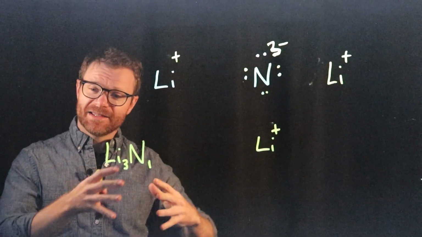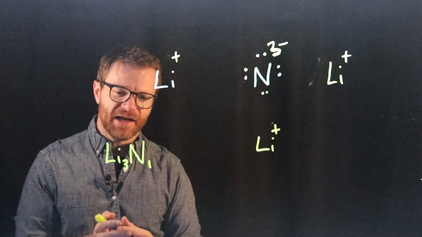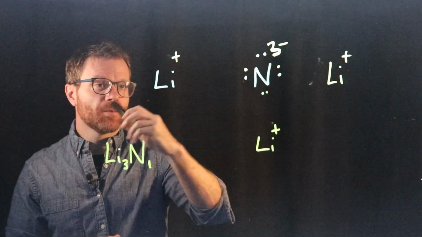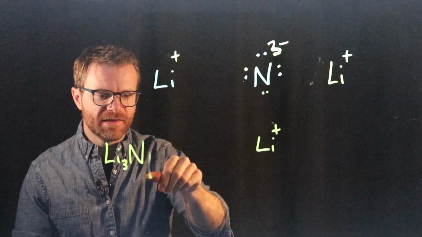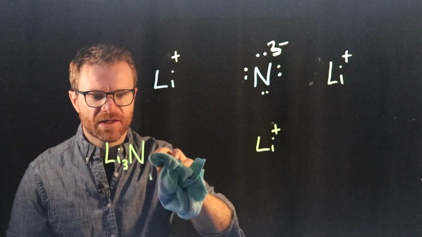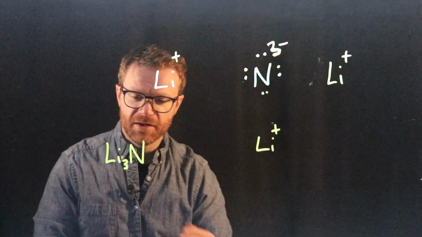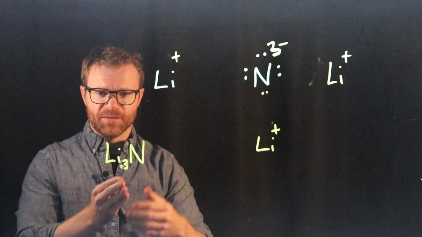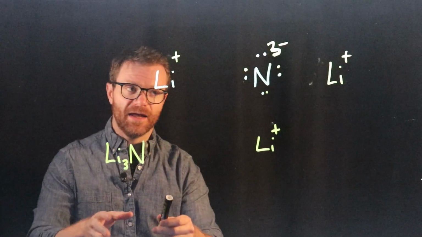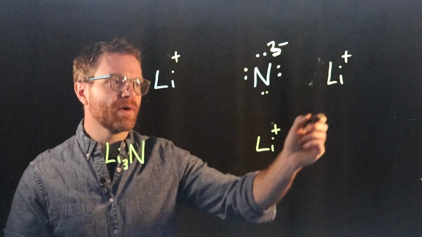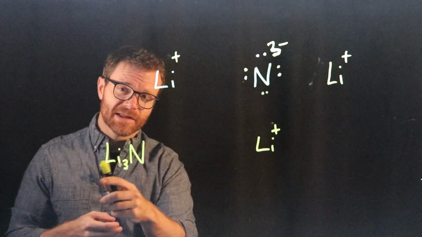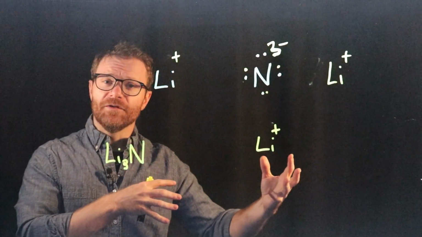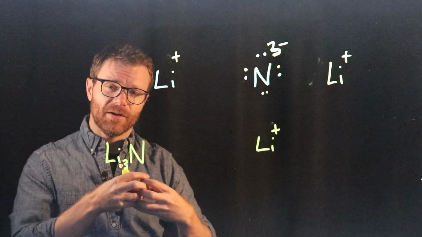Remember, just like x in algebra, you don't need to say 1x, you just say x. And just like with +1, we don't write +1, we just write plus. If there's 1 of an element in the chemical formula, you don't need a subscript after it, you just leave it as the atomic symbol. So Li3N is what we've just made when we chemically bond lithium and nitrogen together. We call this lithium nitride, but I'll have a later video explaining how to name ionic compounds.